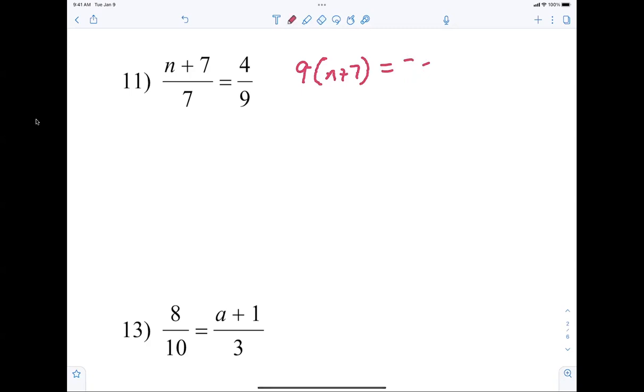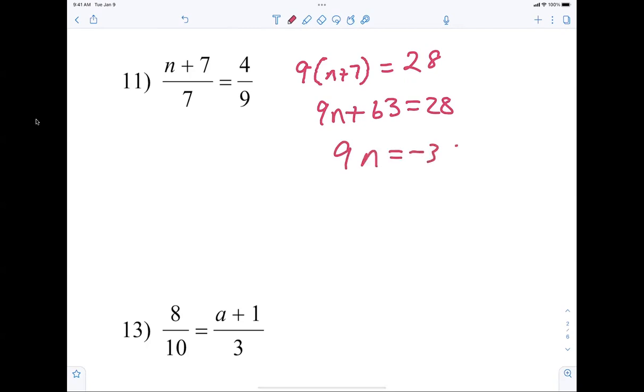And then I can distribute the 9. We get 9n plus 63 equals 28, right? And then I can subtract, 9n equals negative 35. And so n equals negative 35 over 9. Does everybody agree with that? So the point can be negative. These can be negative. Oh, yeah.